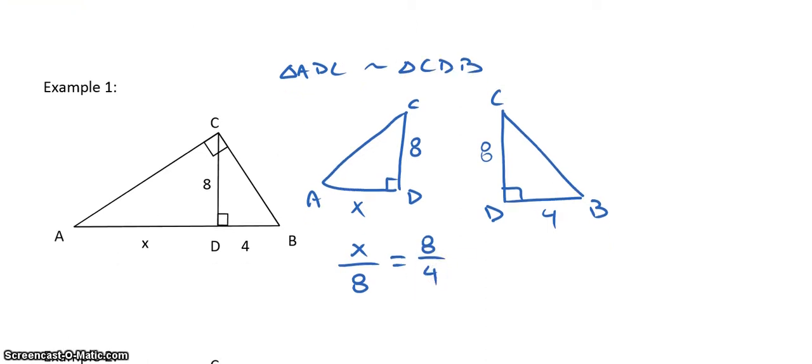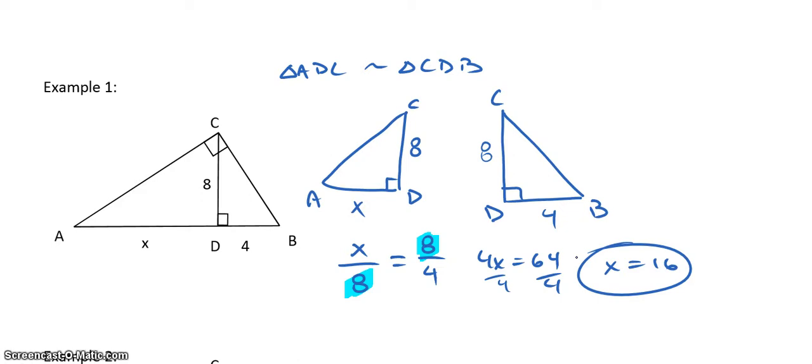Now, I want you to notice something. Notice my 8's match, similar to what we did at the beginning with our geometric mean. So when I cross multiply and solve, I get 4x equals 64. So we divide by 4, and x equals 16. And that's what we want you to do, find x, solve for x.